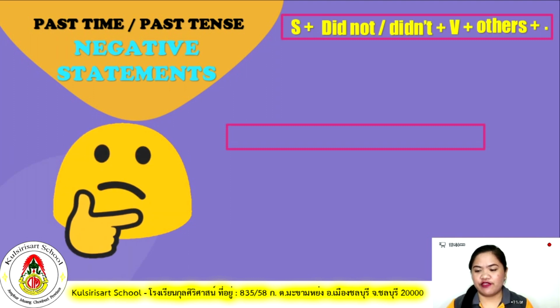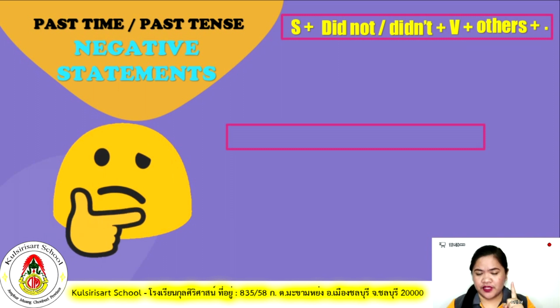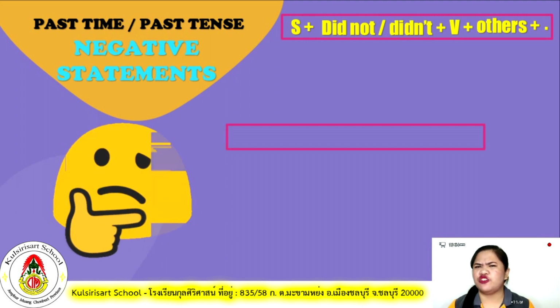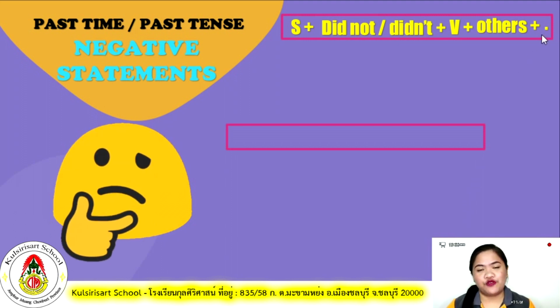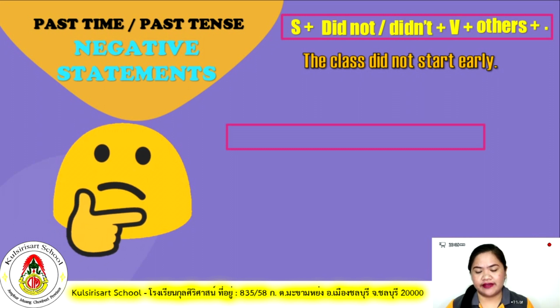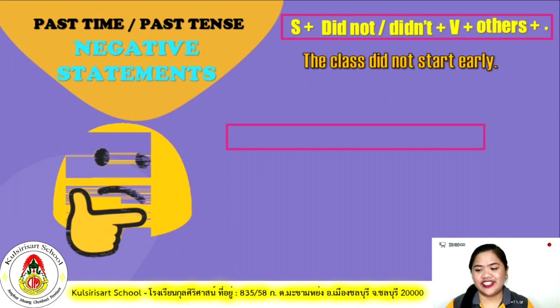So, we have again the formula, subject plus did, okay, did not or didn't, plus the verb, plus others, and don't forget the full stop. Next, we have here the example. The class did not start early. Again, the class did not start early.